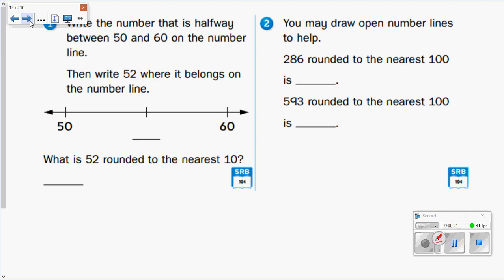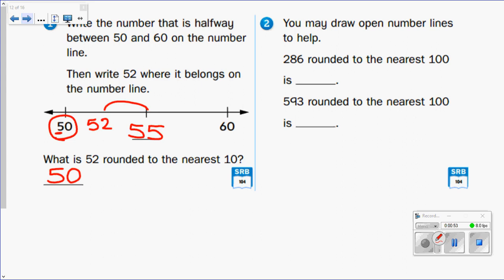Okay, so the number that's halfway between, once again, remember we're looking at half of 10 because we're rounding to the nearest 10. So halfway between 10 is 5, and then we always go back and look at that 10, so it would be 55. And if I were to put 52, 52 comes before 55, so 52 would come over here. So if I would round 52 to the nearest ten, 52 would round to 50.